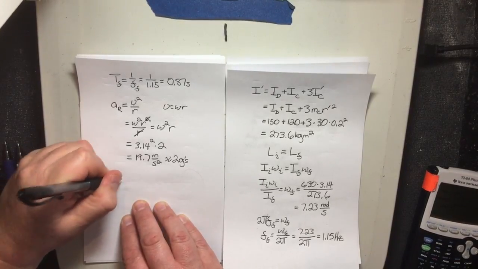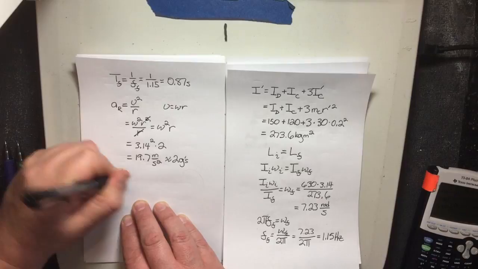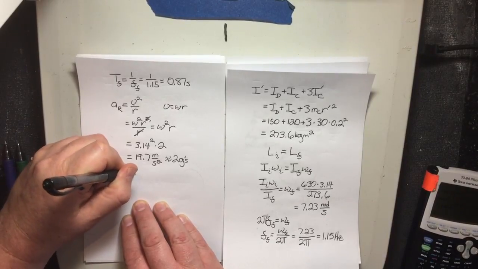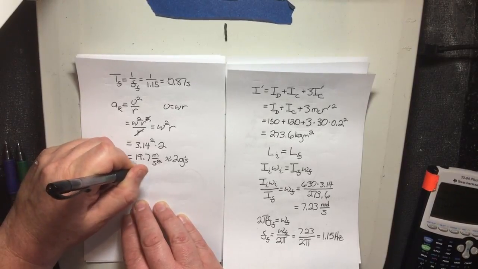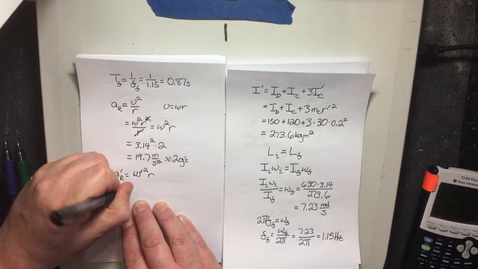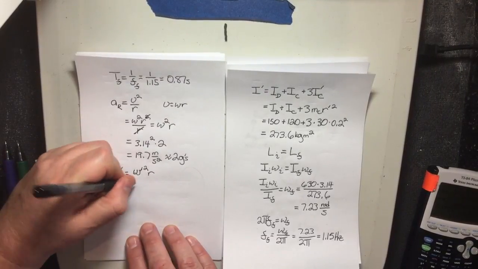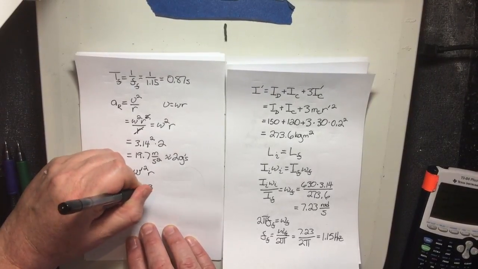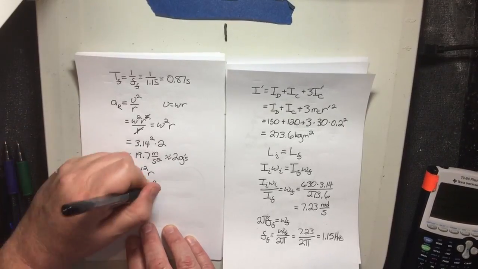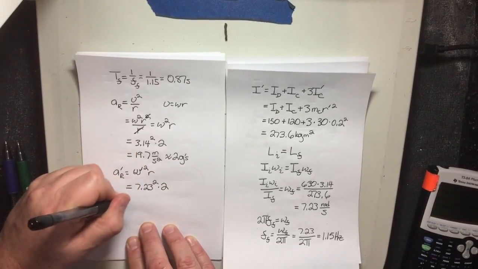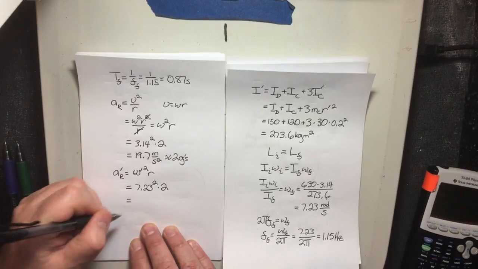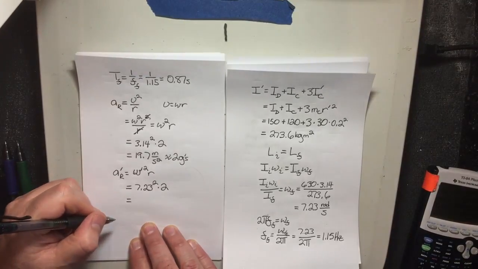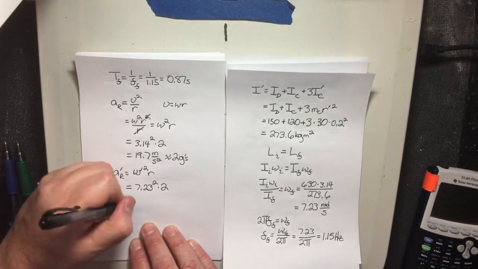The new radial acceleration is 7.23 radians per second times 2. Now, what I'm going to do is, well, yeah.